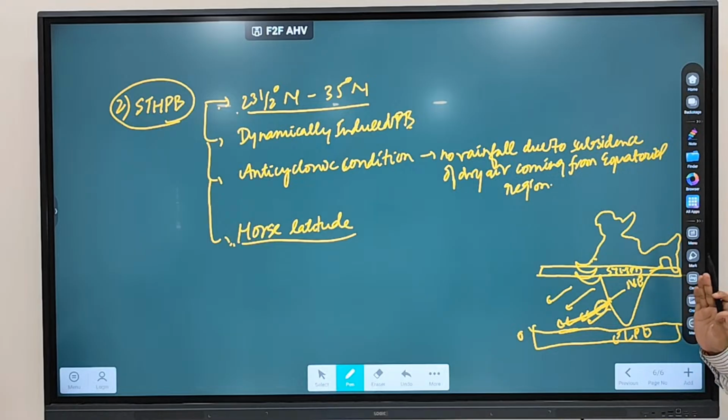So this is helping in trading. That's why we call them trade winds. That's why the name is given as northeast trade wind: whenever traders came to India and took goods away from India, this wind helped in trading, and that's why it is called the northeast trade wind.